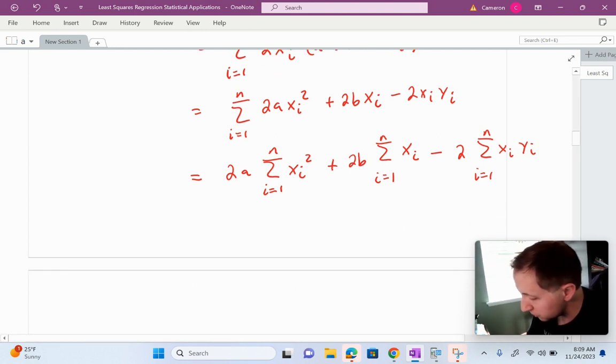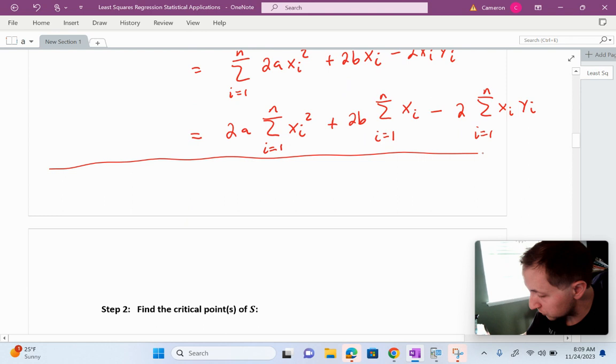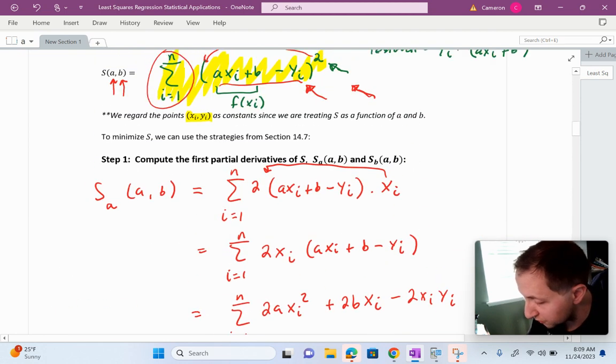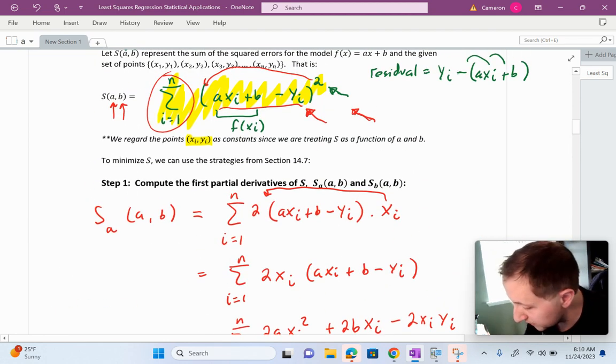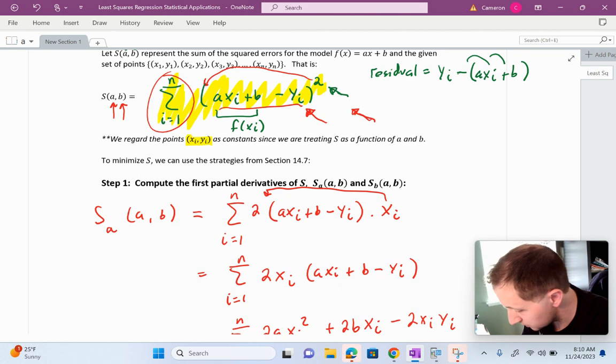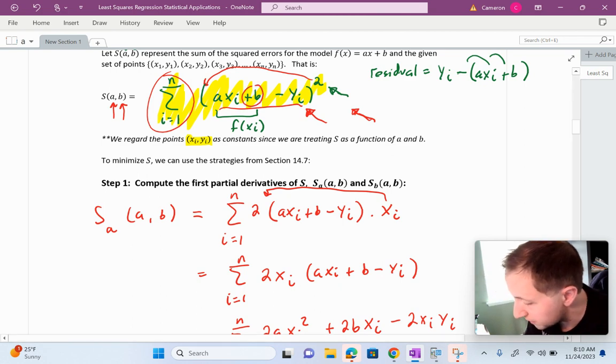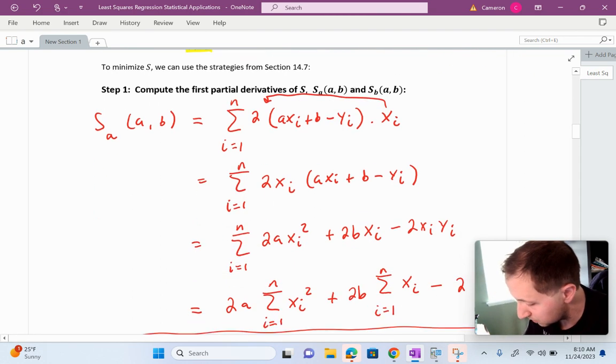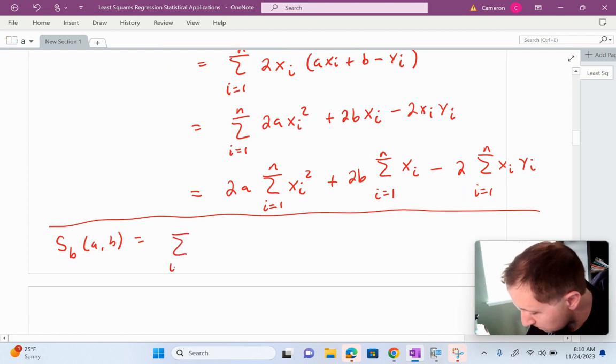Okay, so there's our partial derivative with respect to a, and now I'm going to do it one more time for b. So S sub b, this one's a little bit easier. If I go back up to my sum of squares function, for the partial derivative with respect to b, I'm still going to bring the 2 down in front, but it's a little bit simpler because the derivative of the chain inside would just be 1. So I'm going to get the sum from i equals 1 to n of 2 times (a x_i plus b minus y_i) to the first, times 1.